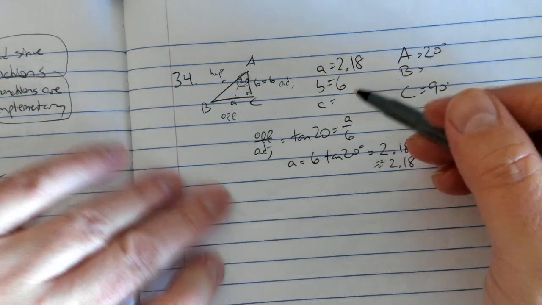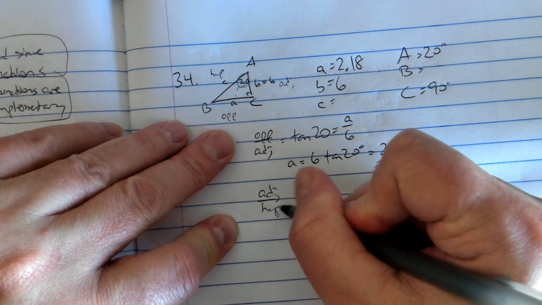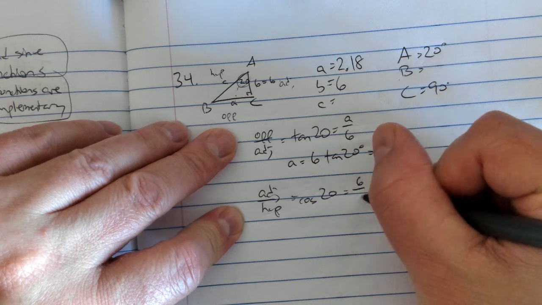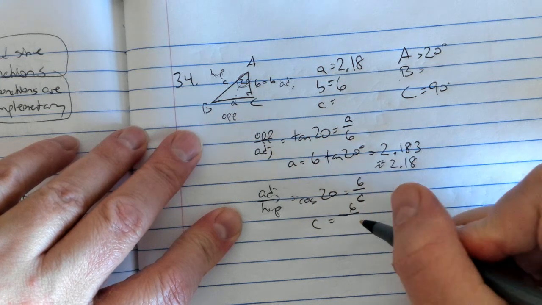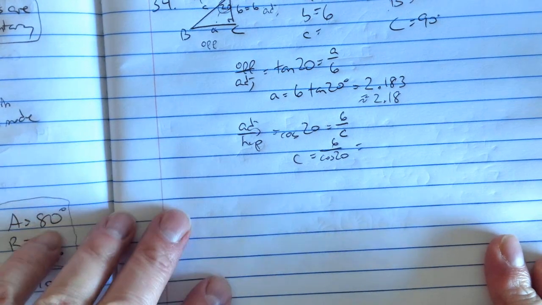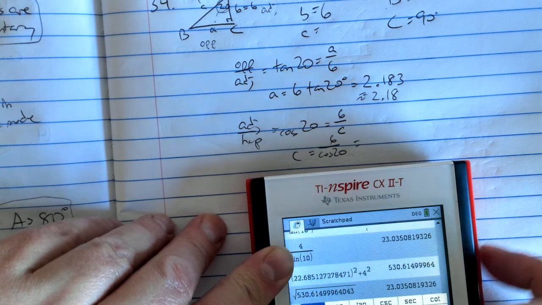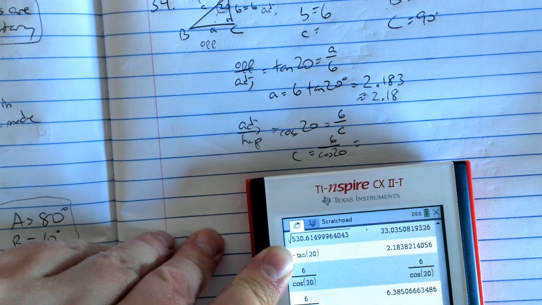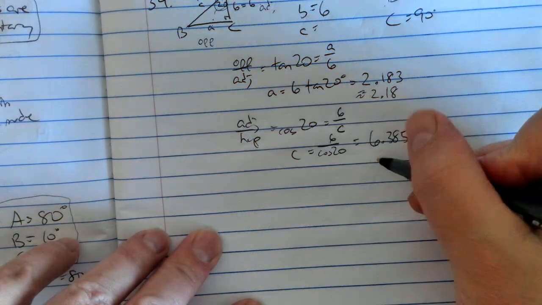And then for C, we would do adjacent over hypotenuse. So that'd be cosine 20 is 6 over c. Now on this one, our variable is on the bottom, so you switch places: 6 over cosine 20. Remember, it's basically multiply by c and divide by cosine 20. And so 6 divided by cosine 20 gives us 6.385, and so we get 6.39.